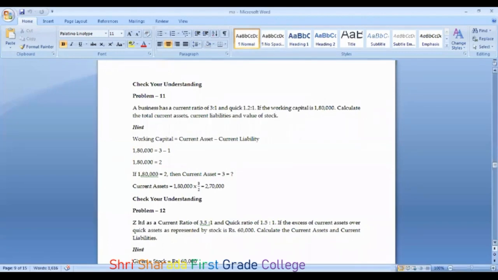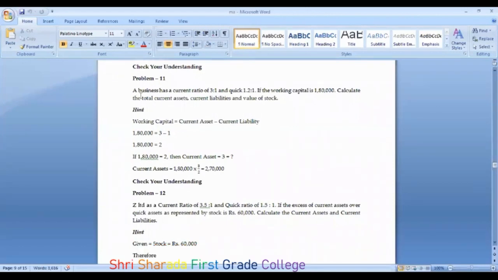In the previous video we discussed this information, for your understanding: a business has a current ratio of 3:1, and the quick ratio is 1.2:1, with the working capital given. Whenever there is a working capital, they will compulsorily ask you to find out the current assets as well as the current liability, because working capital is a hint to find them. And also the value of stock is given.